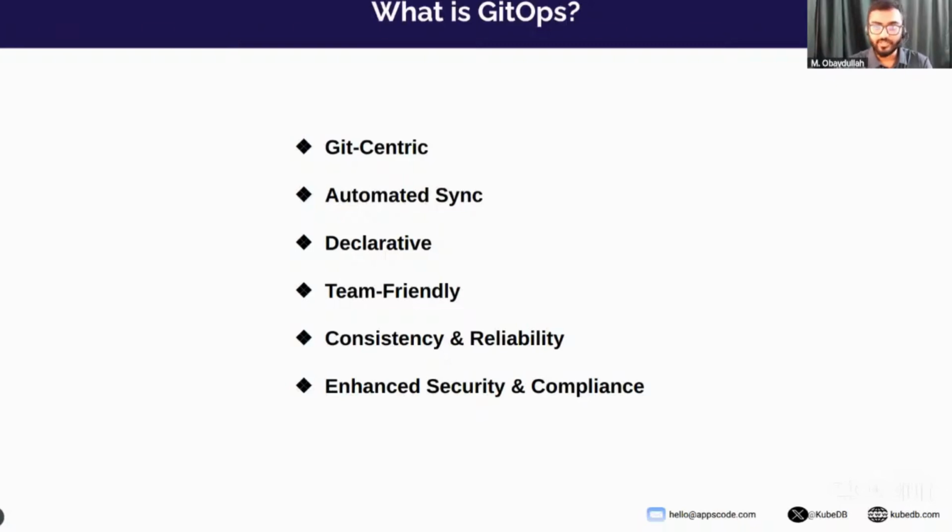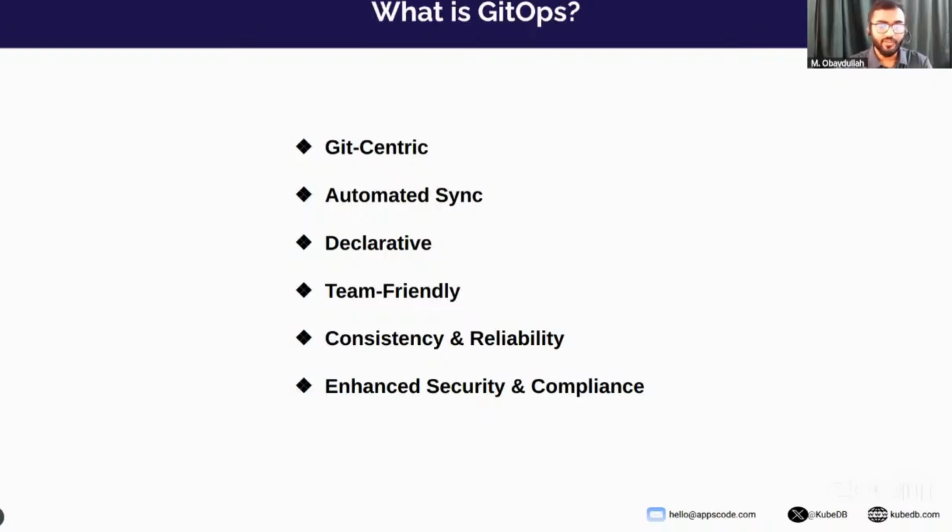Then automatic sync. With automatic sync, tools like ArgoCD, FluxCD, or any other tools consistently monitor your Git repo and apply changes to your infrastructure. This ensures your systems always match the desired state defined in Git or any other platform. You can use GitHub or Bitbucket or any other Git platform actually. Then declarative. GitOps uses a declarative approach. You define the desired state of your system in a simple file like YAML, or it can be JSON, and the tools take care of making changes, and no manual scripting is needed for this.